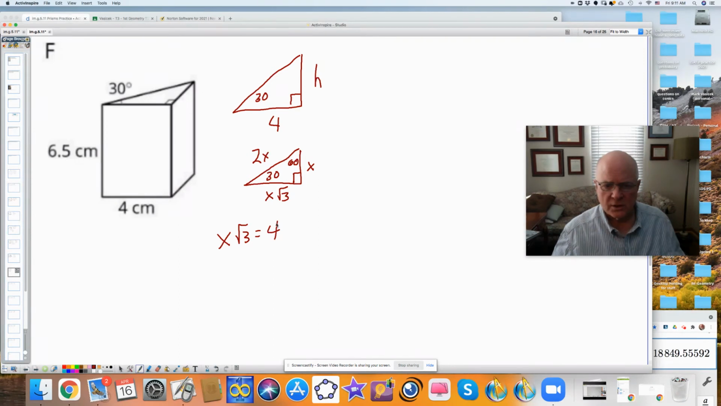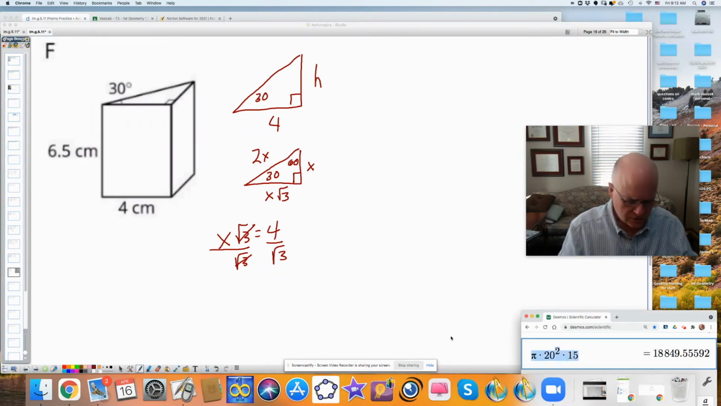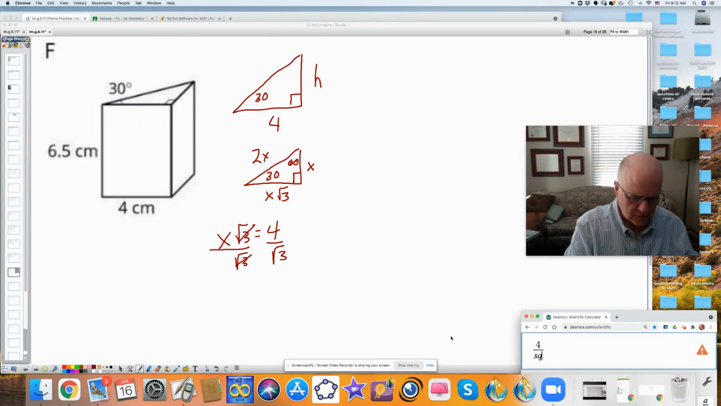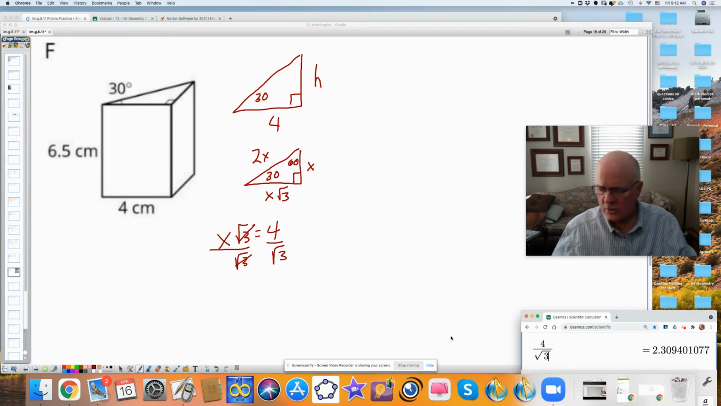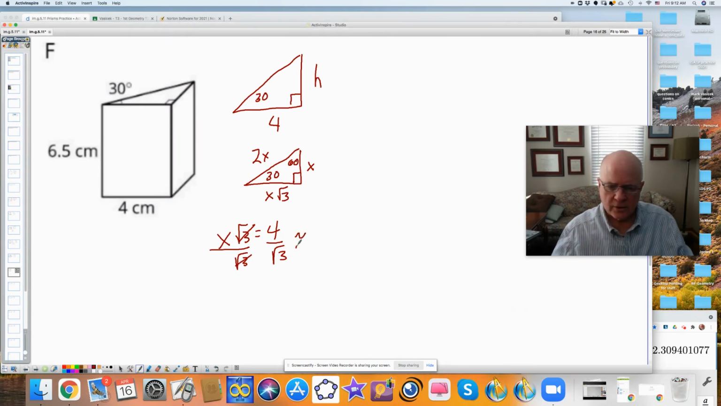I could have used, not the Pythagorean theorem, but I could have used my trigonometric ratios. Instead, I'm using my knowledge of 30, 60, 90 right triangles. X is equal to 4 divided by the square root of 3. So 4 divided by square root 3, and I get 2.3. This is about 2.3. Now, why do I need this? Well, the volume, which is what we're looking for, is equal to the area of the base times the height.